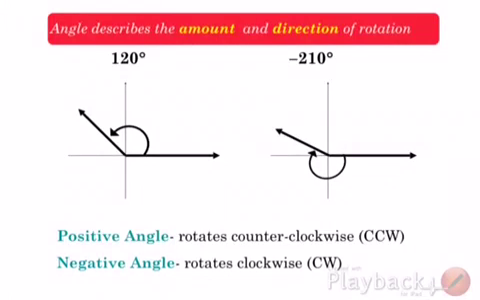Okay, so if I'm talking about 120 degrees and it's positive, the positive angles are going to rotate counterclockwise. So counterclockwise we're going to be going from this bar to there, and it's 120 degrees.